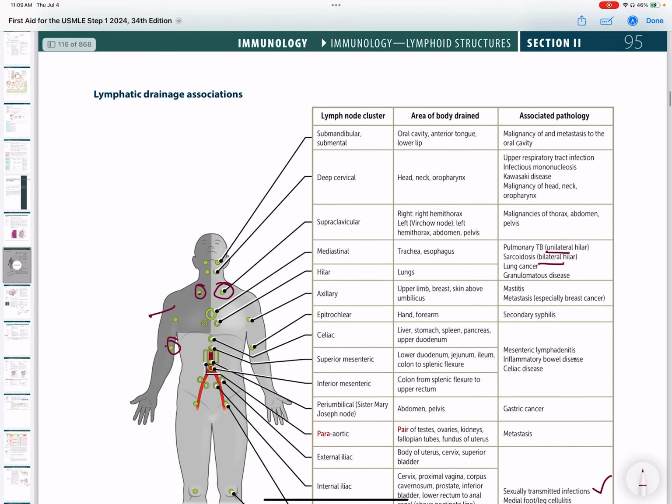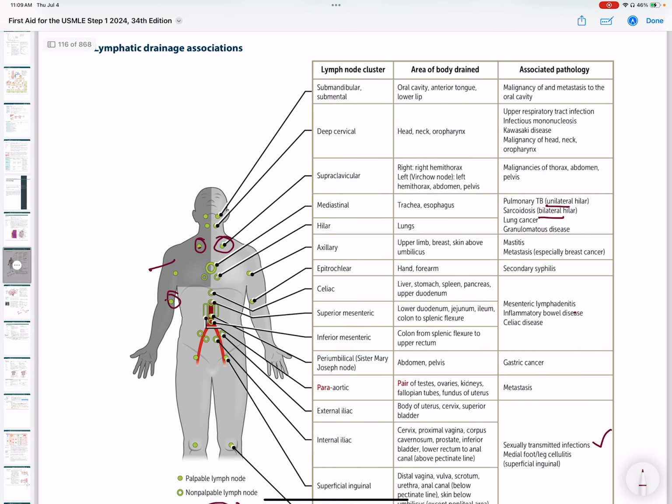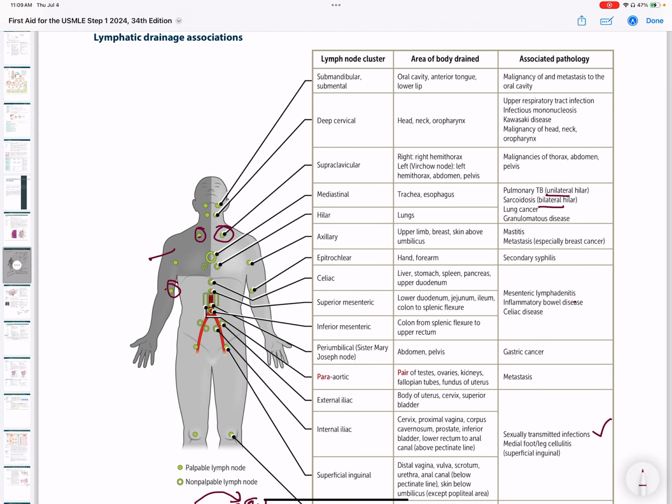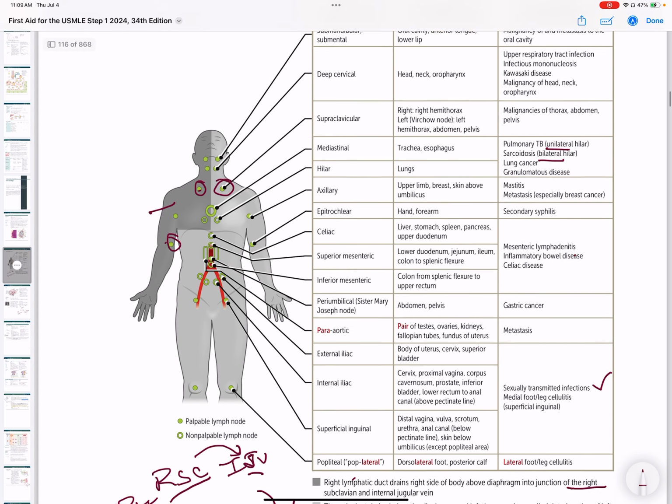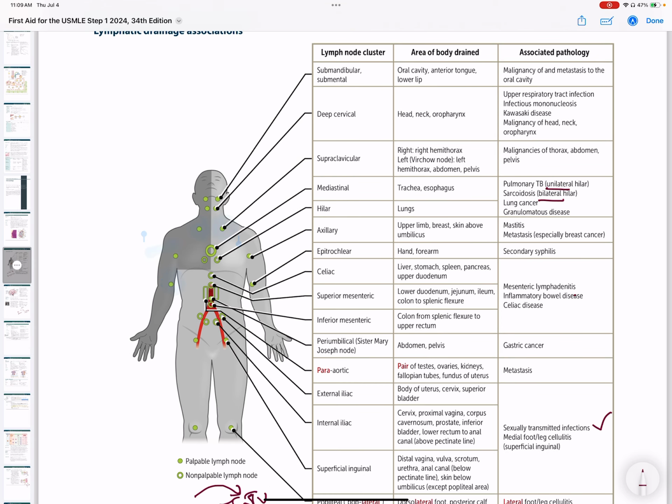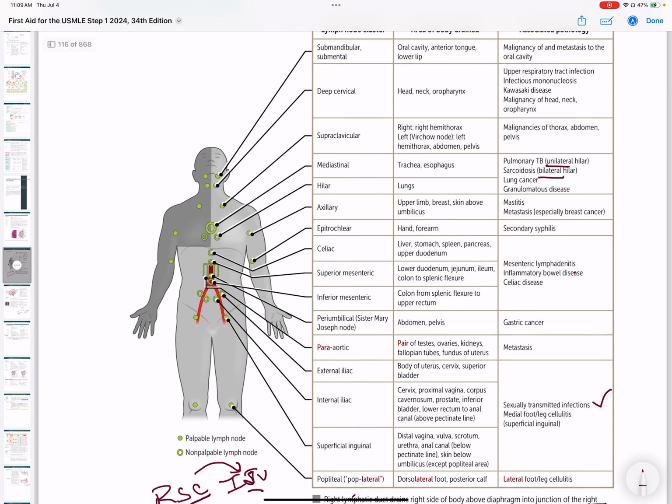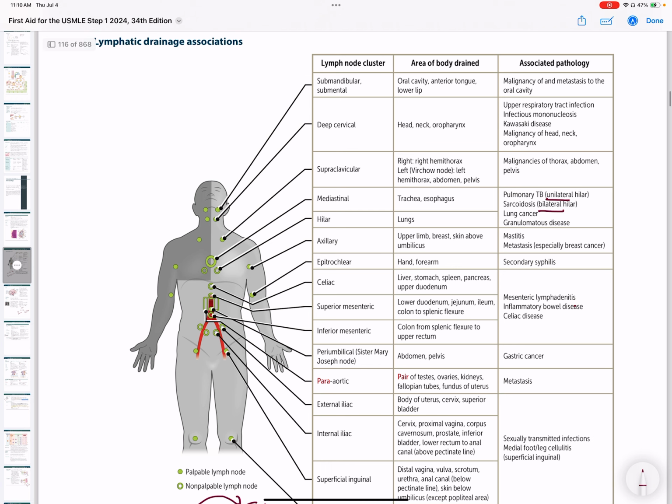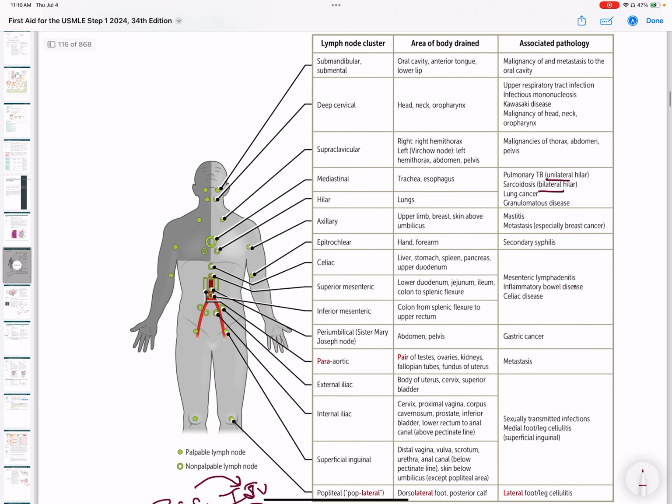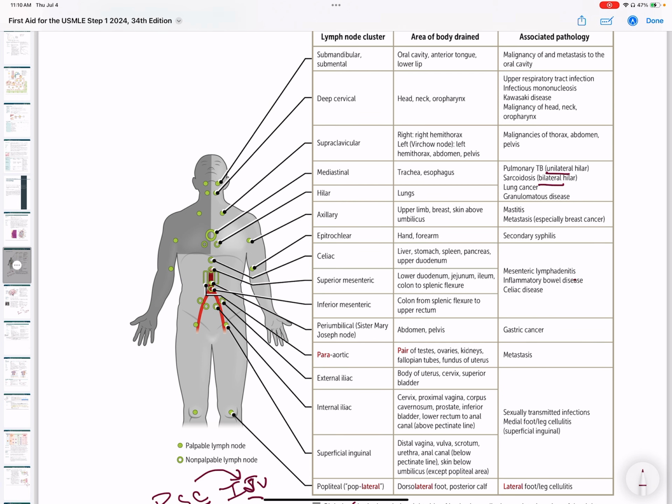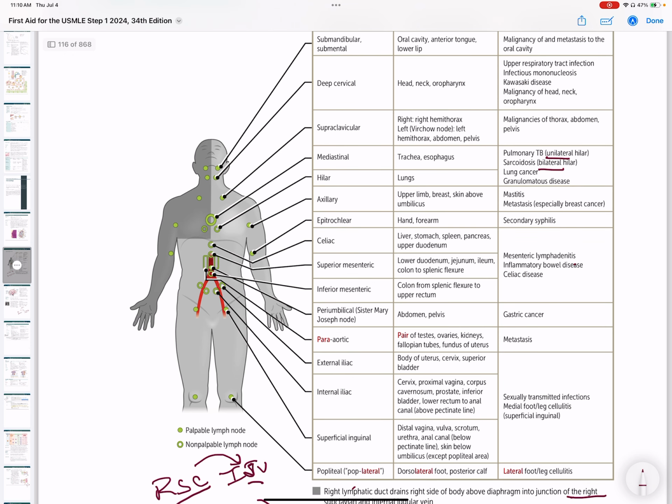Next, we have the lymphatic drainage associations: lymph node cluster, area of the body drained, and associated pathology. So here we have the submandibular and submental: the oral cavity, anterior tongue, and the lower lip. Malignancy and metastasis associated with the oral cavity. Deep cervical: head, neck, oropharynx, upper respiratory tract infection, infectious mononucleosis, Kawasaki disease, malignancy of the head, neck, oropharynx.